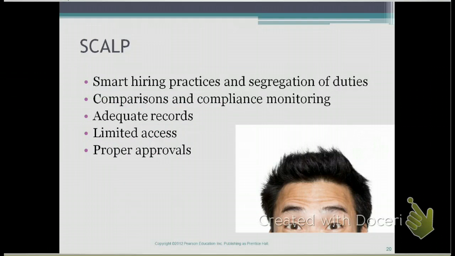Your book and PowerPoints have a mnemonic for you to remember the internal control procedures. It's SCALP, which stands for Smart Hiring Practices and Segregation of Duties, Comparison and Compliance Monitoring, Adequate Records, Limited Access, and Proper Approvals. One of the most important internal control procedures is segregation of duties.